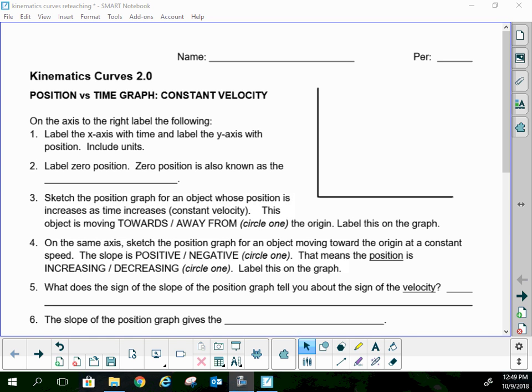Hello, my name is Mrs. Taylor, and today we're going to be talking about position versus time graphs. This is actually a three-part series. This is part one of the three-part series. So we're going to have one on position graphs, we'll have one on velocity graphs, and then we'll have one on both velocity and acceleration graphs together.